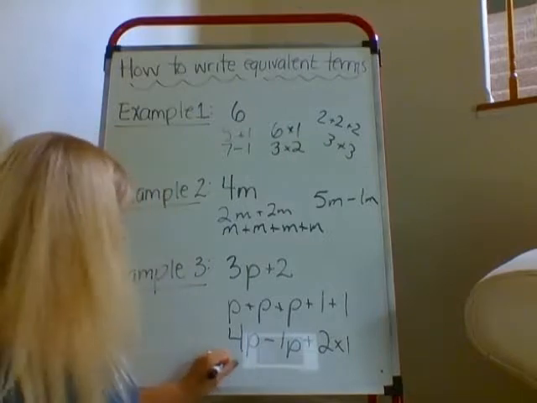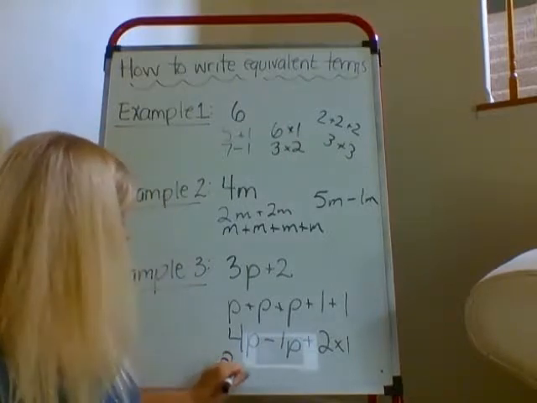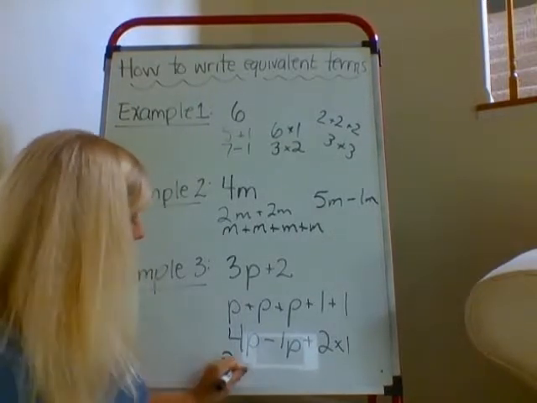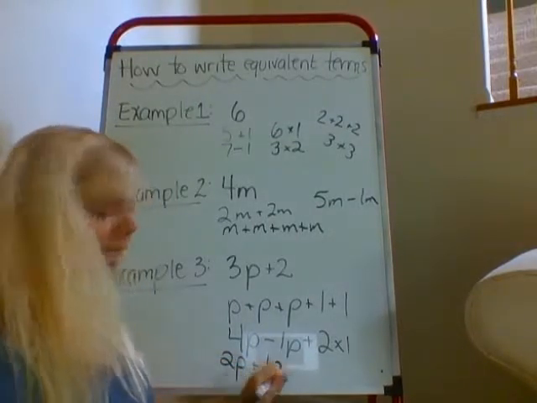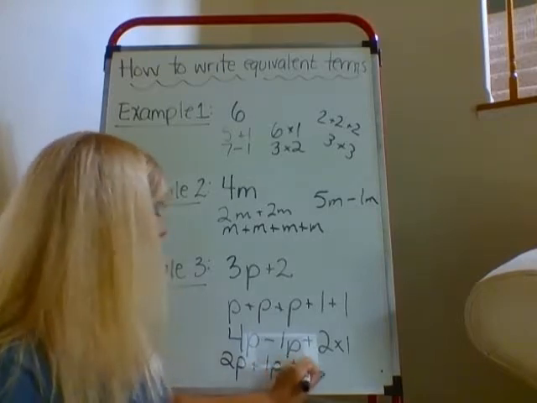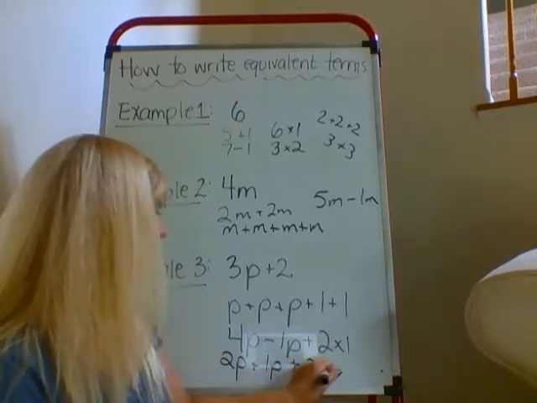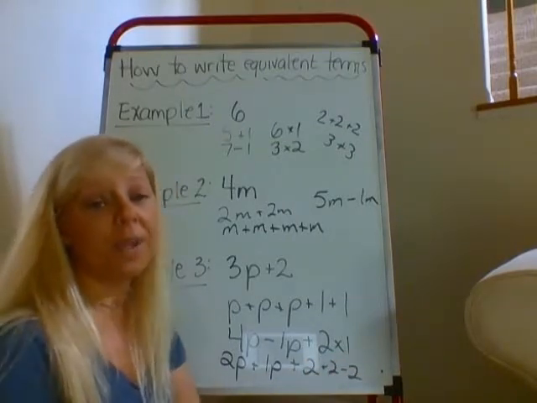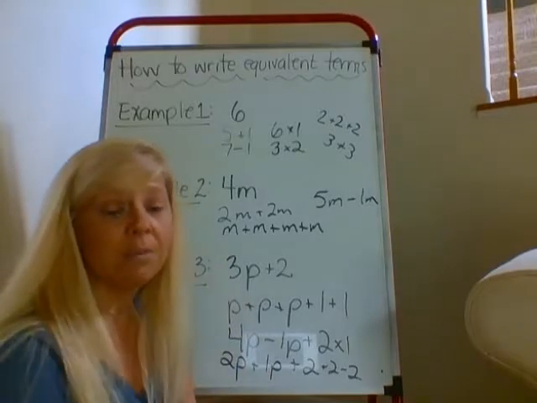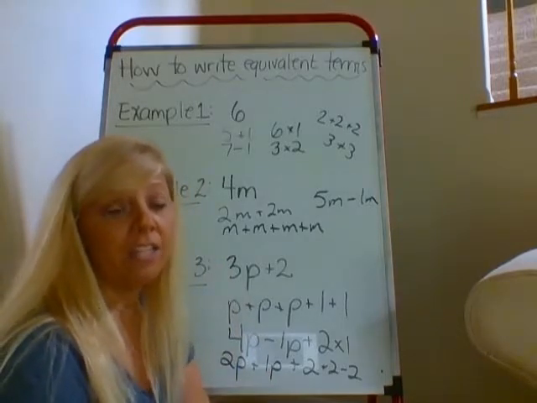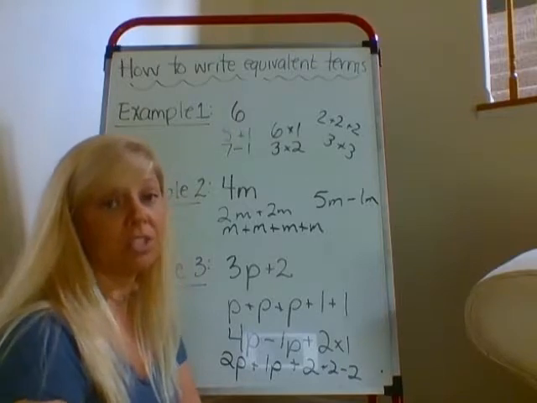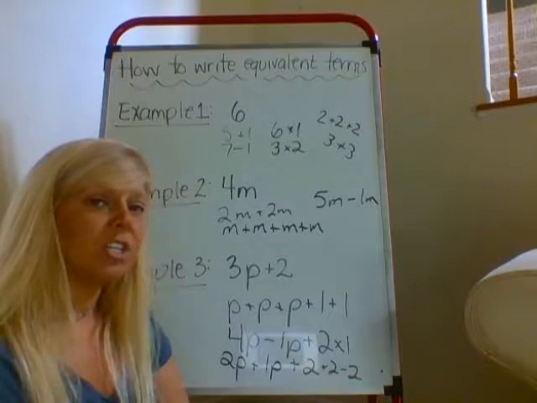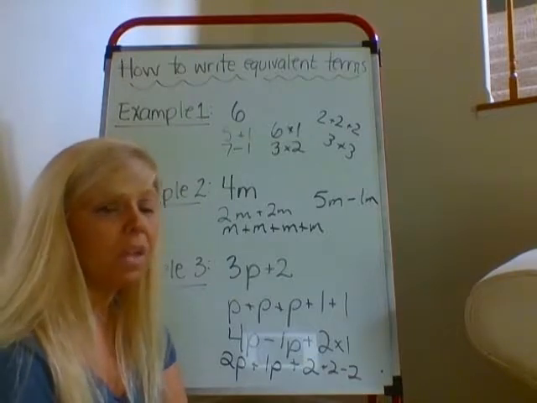I can write this as 2p plus 1p plus 2 plus 2 minus 2. So there are infinite ways that I can add and subtract and multiply and even divide to get 3p plus 2. So that's how we can break apart algebraic expressions to make equivalent forms.